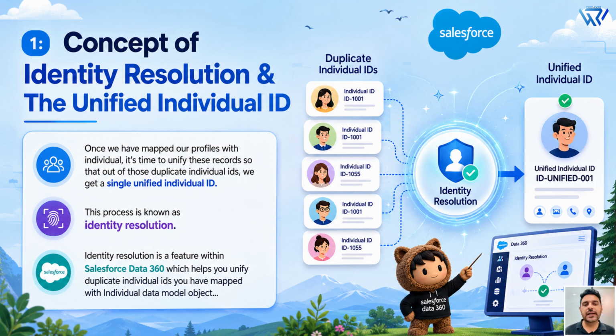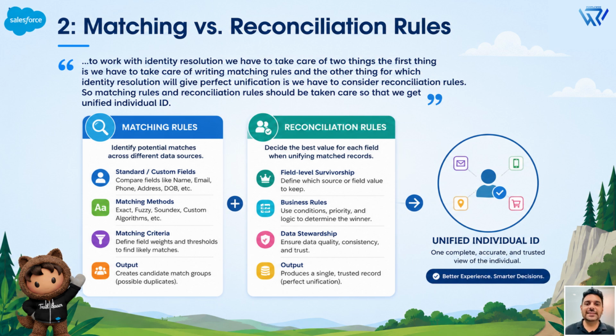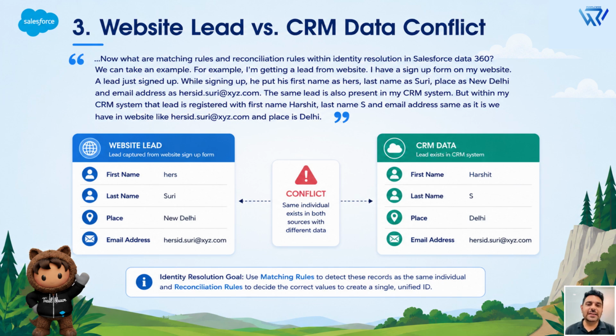To work with identity resolution, we have to take care of two things. The first thing is writing matching rules, and the other thing, for which identity resolution will give perfect unification, is reconciliation rules. So matching rules and reconciliation rules should be taken care of so that we get a unified individual ID. Now, what are matching rules and reconciliation rules within identity resolution in Salesforce Data 360?